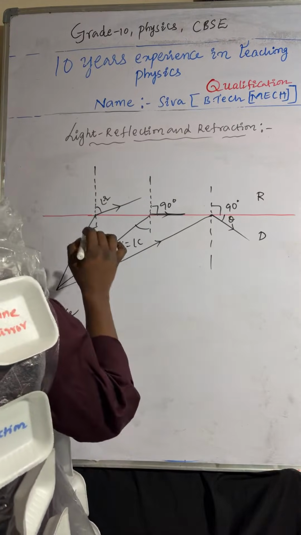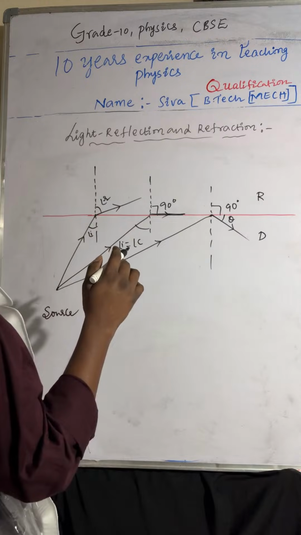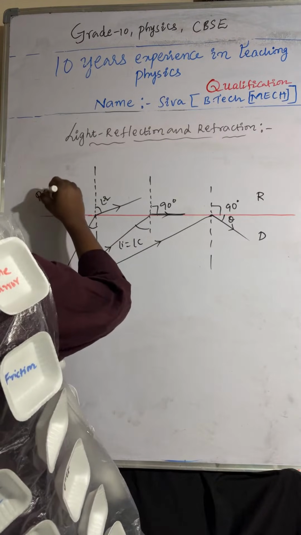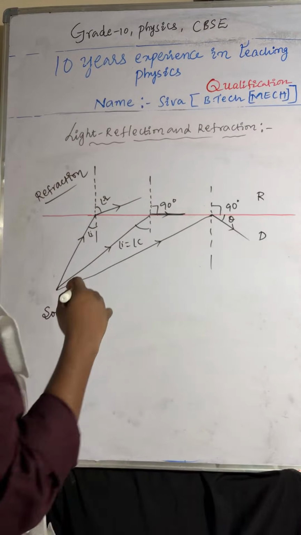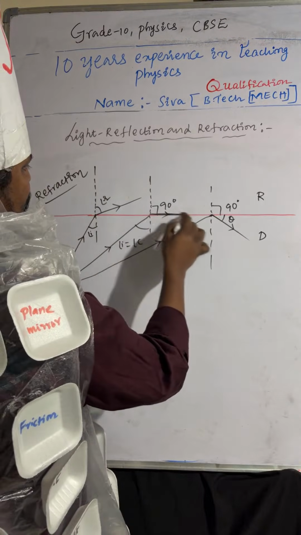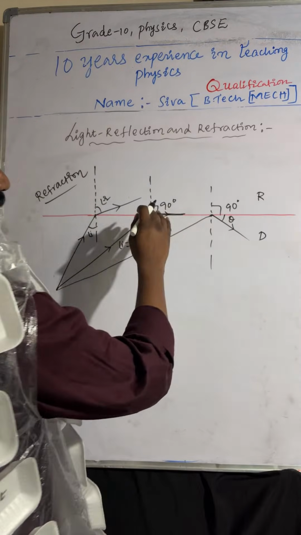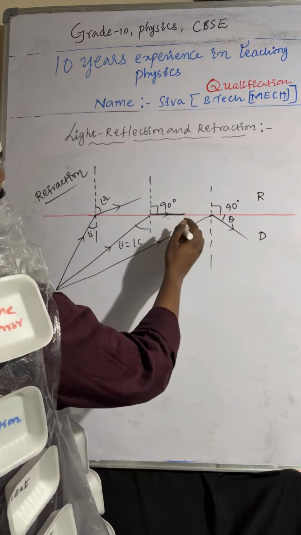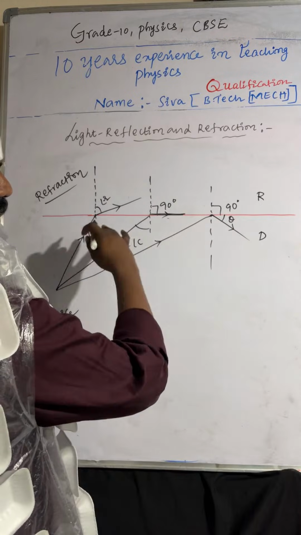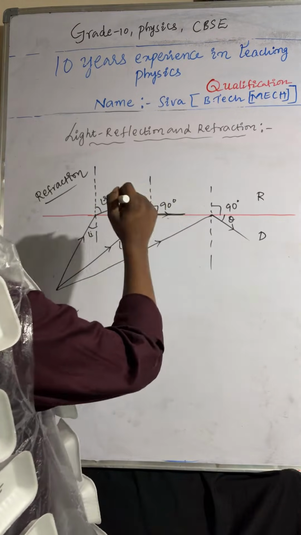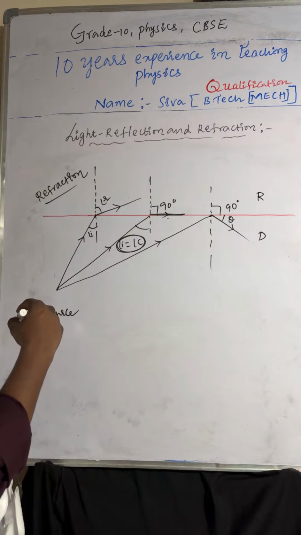Once again, the light ray is passing from denser to rarer. At the interface of the two media, it changes its direction. So that is normal refraction. When the light ray is passing from denser to rarer, at the interface it makes 90 degrees, or it grazes along the surface, or moves along the interface. It is moving along the surface by making 90 degrees with the normal line. So that angle is called the critical angle. I hope it is very clear.